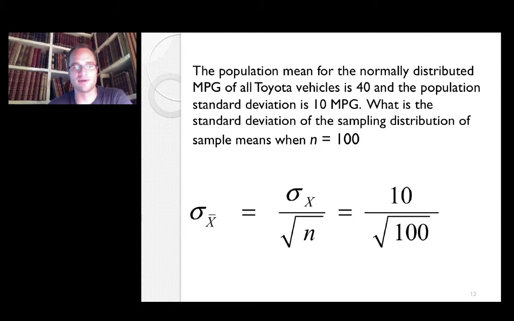We just plug it into the formula. Notice that it's the same formula rewritten; this is the expanded notation. Now I'm plugging in 10, and the denominator is the square root of 100. So the answer is 1 mile per gallon: 10 over 10.